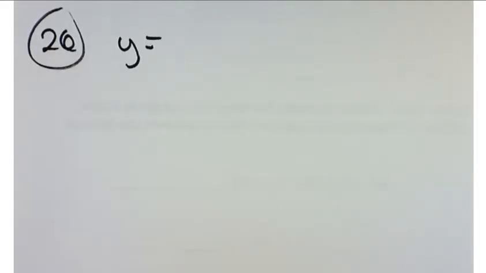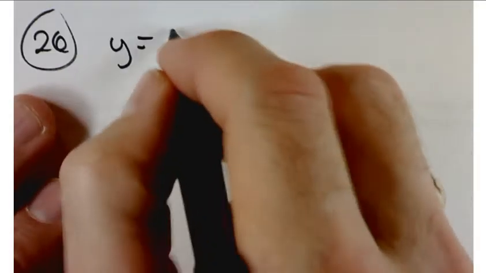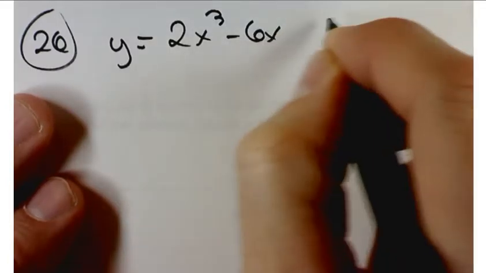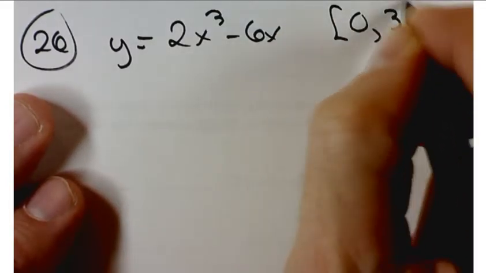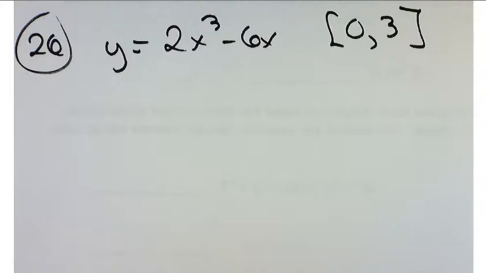All right. Again, let me give you a nice easy one to work on yourselves. Problem number 26. Y equals 2x cubed minus 6x. And I want you to find the extremum values, the extrema of the function on 0 to 3. So find the min and the max.